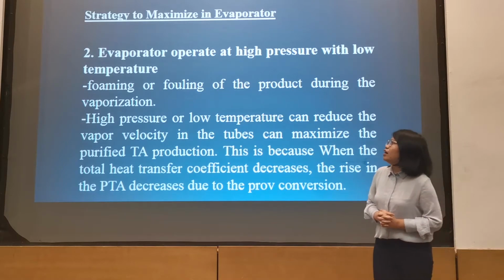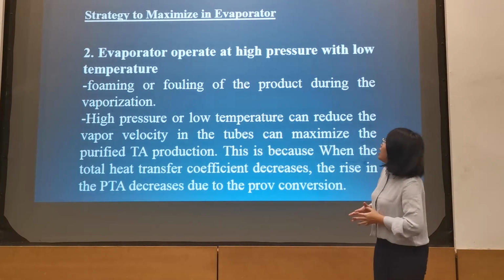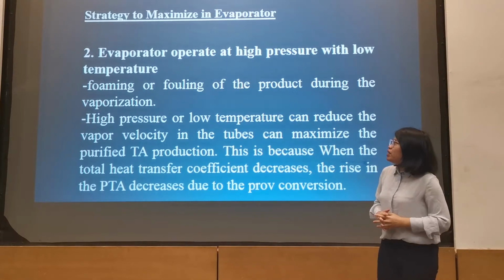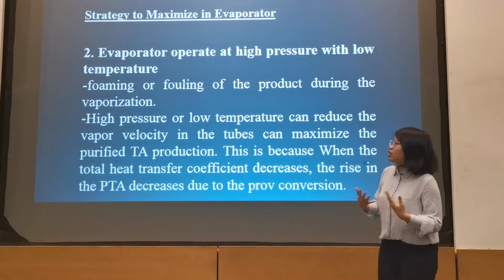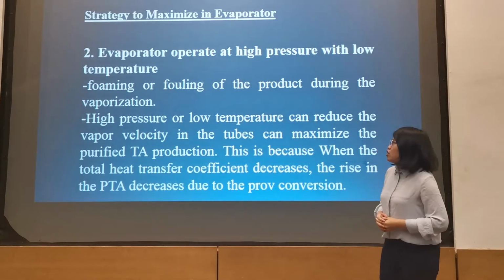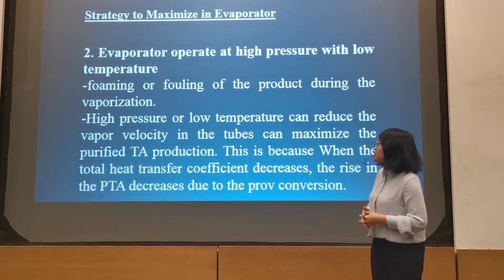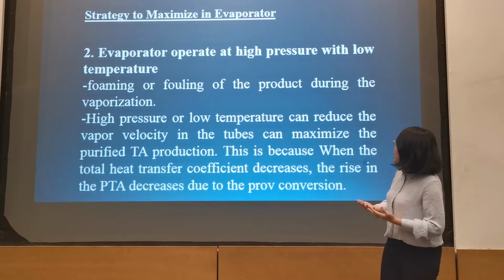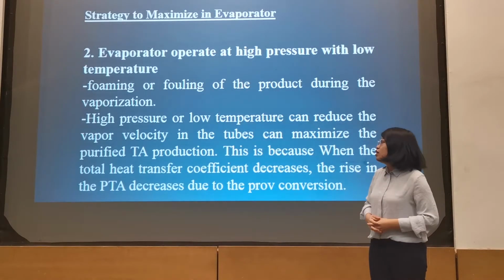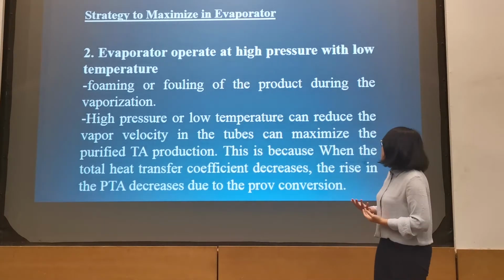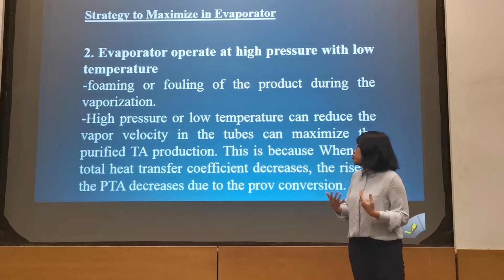Next, the evaporator should be operated at high pressure with low temperature. This is because foaming or fouling of the product may occur during the vaporization. High pressure or low temperature can reduce the vapor velocity in the tube, which can maximize the purified TA production. This is because when the total heat transfer coefficient decreases, the rise in the PTA decreases due to the poor convection.